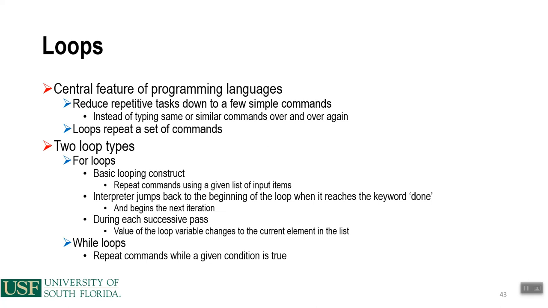The interpreter jumps back to the beginning of the loop when it reaches the keyword done, and it begins the next iteration. I'll show you examples of this. During each successive pass, the value of the loop variable changes to the current element in the list. And then while loops repeat commands while a given condition is true. So while a particular number is lower than 100, go ahead and print out a particular output.